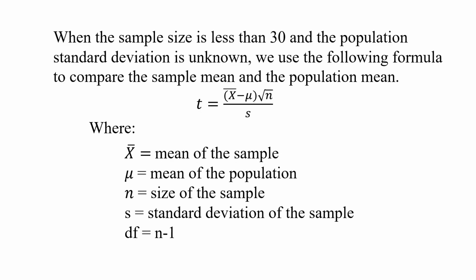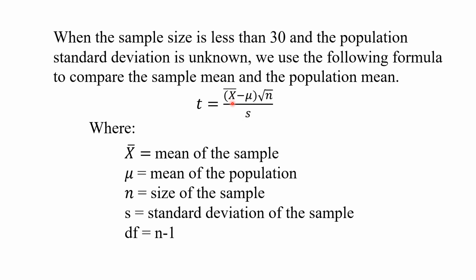Okay, when the sample size is less than 30, and then the population standard deviation is unknown, we use the following formula to compare the sample mean and then the population mean. Okay, so yung formula naman na gagamitin is this one. t is equal to x bar minus mu times the square root of n all over s.